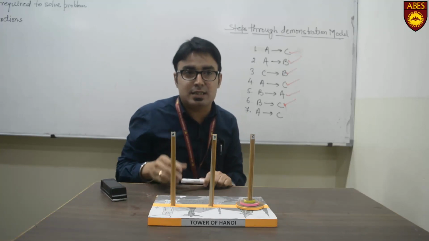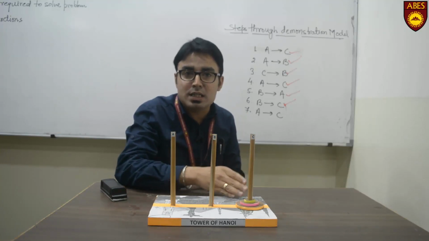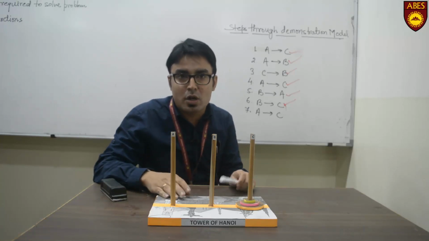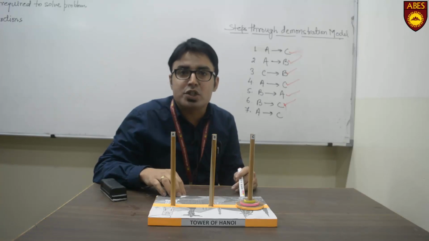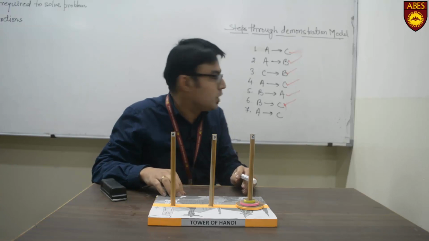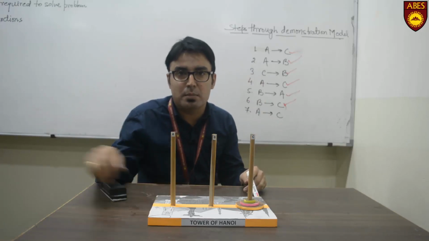Now you can see the same set which was earlier in pole A is now in pole C with the help of pole B. So this was all about the problem of Tower of Hanoi, which took 7 steps. That is, if there are 3 disks, then it took 7 steps to solve the problem. So this was the demonstration model.